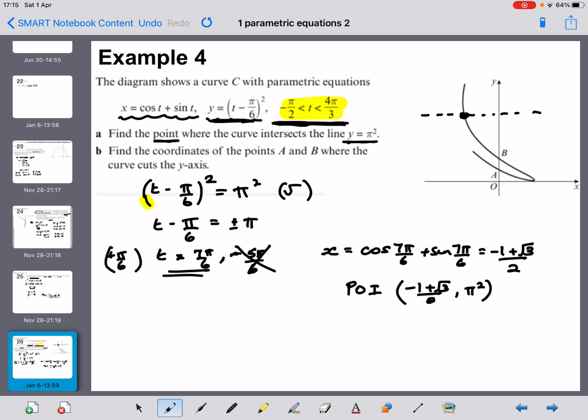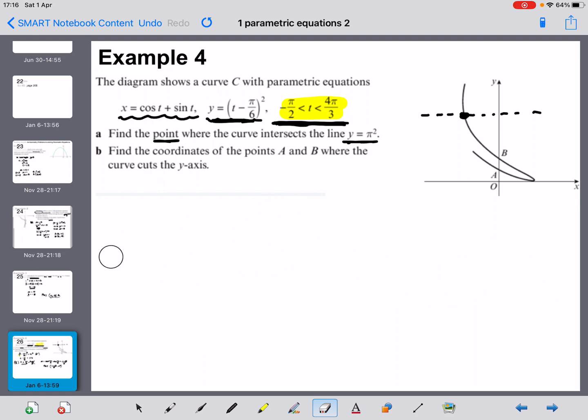For part B, it says find the coordinates of the points A and B where the curve cuts the y-axis. So again, this is the same as what we've just been doing on the previous ones. So for part B, the points A and B, where it cuts the y-axis, that's where x equals 0. So we're going to set the x parametric equal to 0. So cos t plus sine t equals 0.